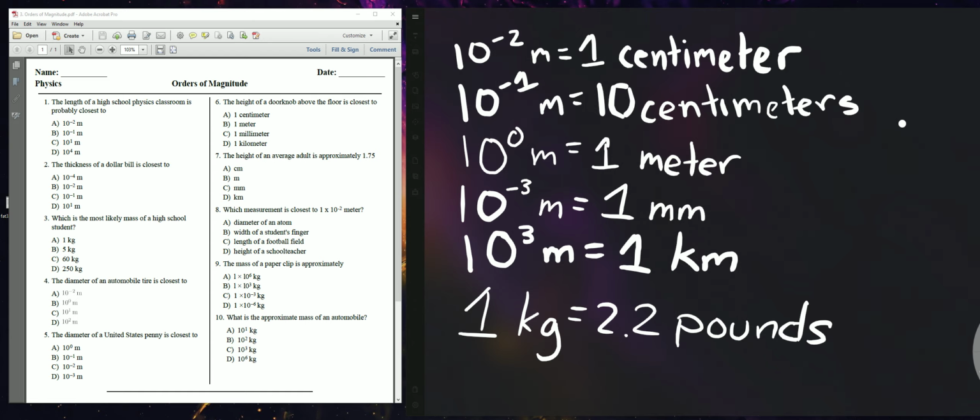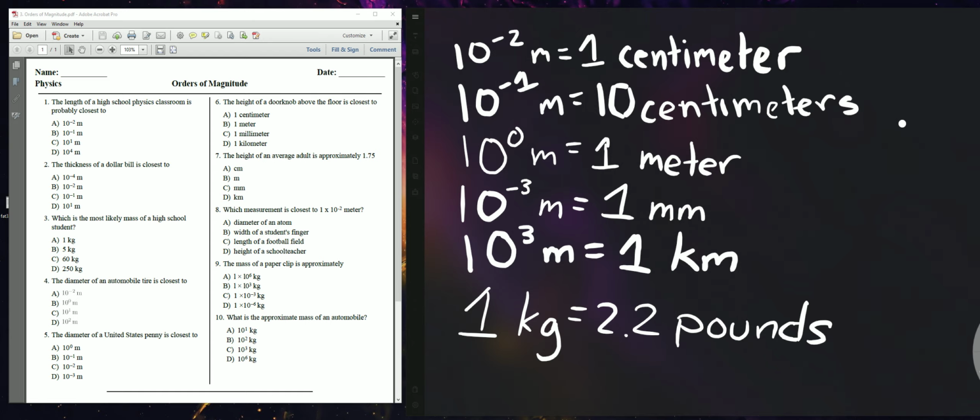No, I am wrong. Actually, no, I'm right. I'm sorry about that. 10 to the negative 3 kg would be 1 gram. So the mass of a paperclip is 1 gram, approximately.